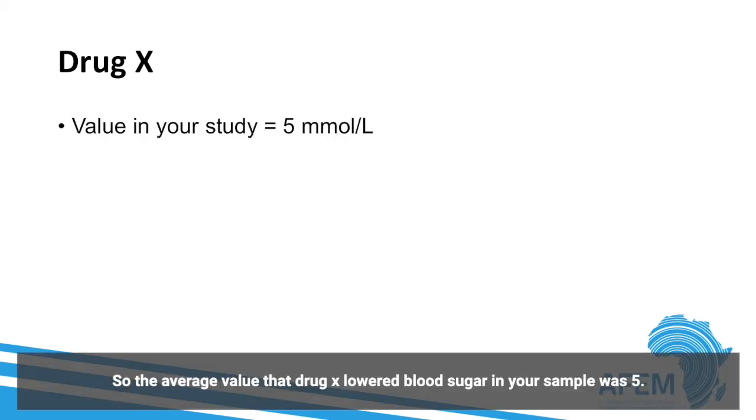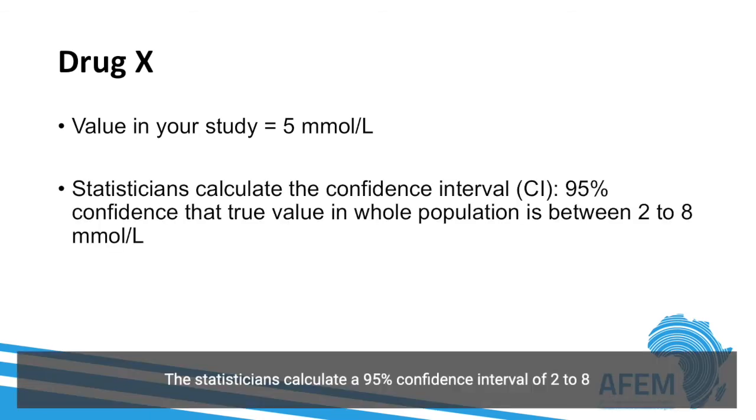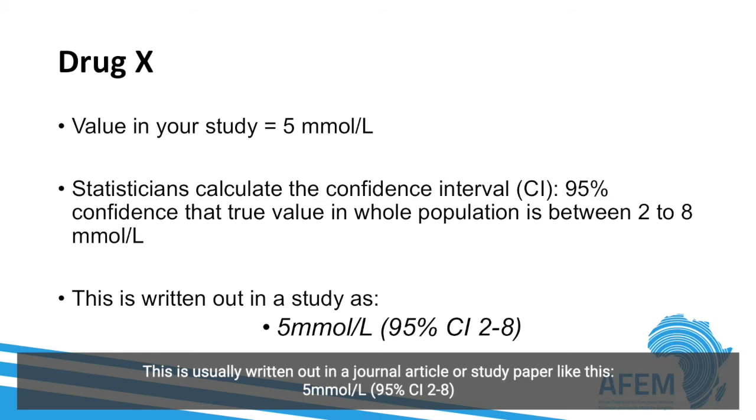So the average value that drug X lowered blood sugar in your sample was 5. The statisticians calculate a 95% confidence interval of 2 to 8. This is usually written out in a journal article or study paper like this: 5 millimoles per liter, open brackets, 95%, and CI for confidence interval, and then the range, 2 to 8, and close brackets.